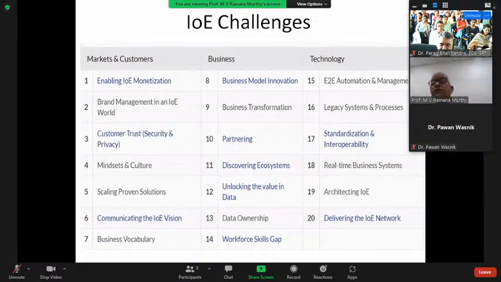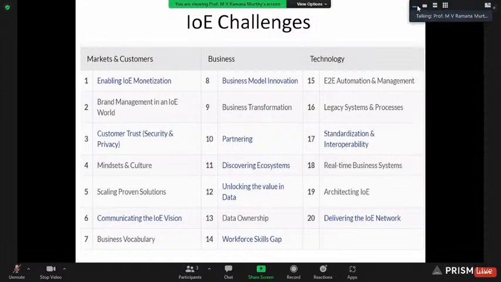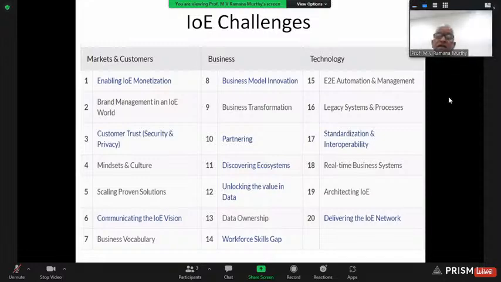The next thing is dealing with the technology issues, which include E2E automation and management, legacy systems and processes, standardization, interoperability, real-time business systems, and the architecture of the Internet of Everything, and how we are going to deal with these. And next, the most important thing is the delivery concept you are going to deal with while you are working in an IoE environment.